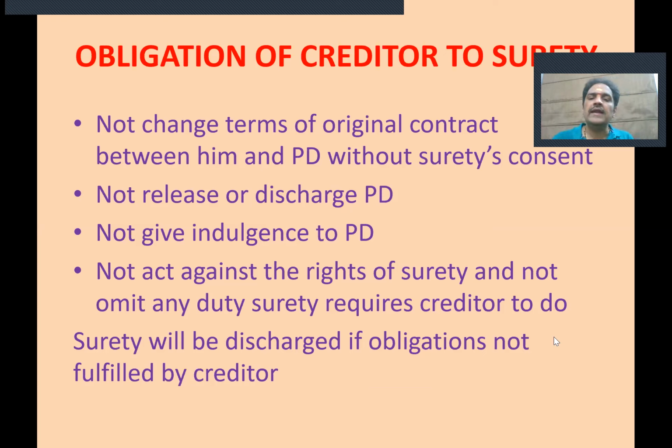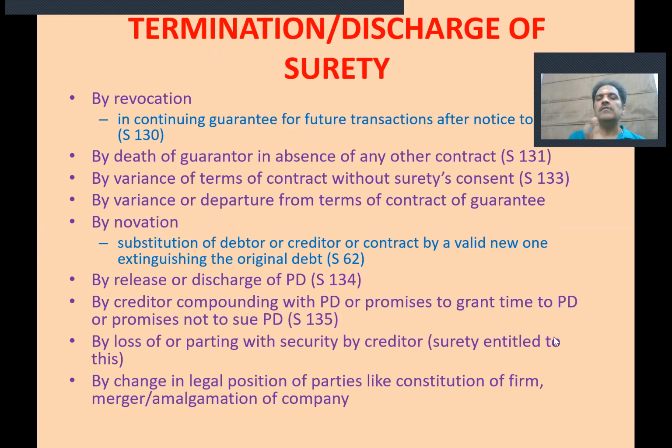Then not act against the rights of the surety and not omit any duty the surety requires the creditor to do. Like if he is holding securities and he gives back the securities to the principal debtor, then the moment the surety is invoked, he has the right to the security. But here the creditor has given back the security. So his rights have been affected. In that case, the surety will be discharged of the obligation. So all this he is not supposed to do.